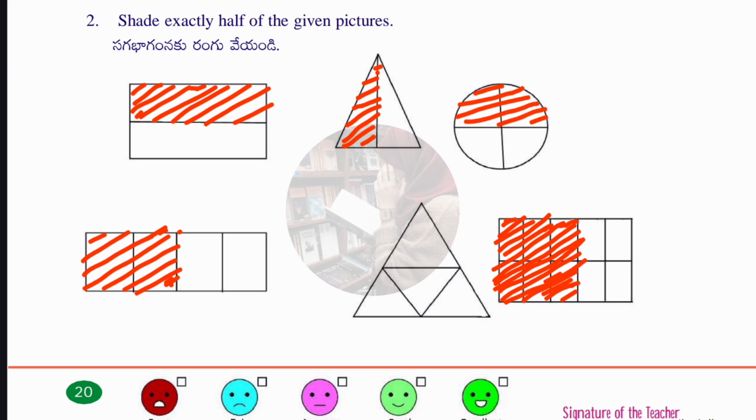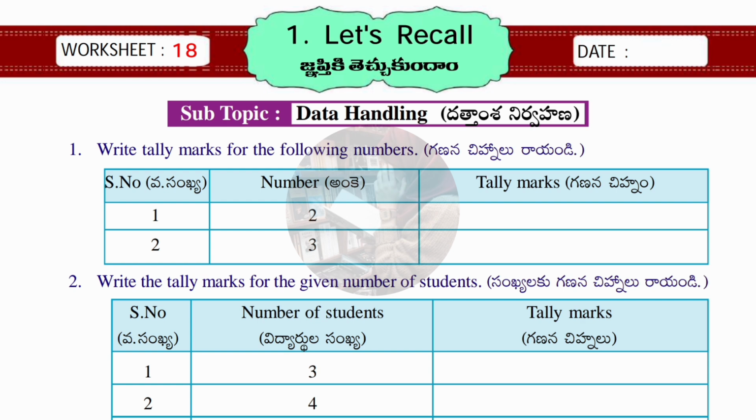Okay, now we'll move to the next worksheet, that is worksheet number 18. Okay, here the subtopic is data handling. Okay guys, let's see. First one is write tally marks for the following numbers. So one box is given in which we have three columns, serial number, number and tally marks. Tally marks is nothing but you have to draw the vertical line. How many numbers are given?